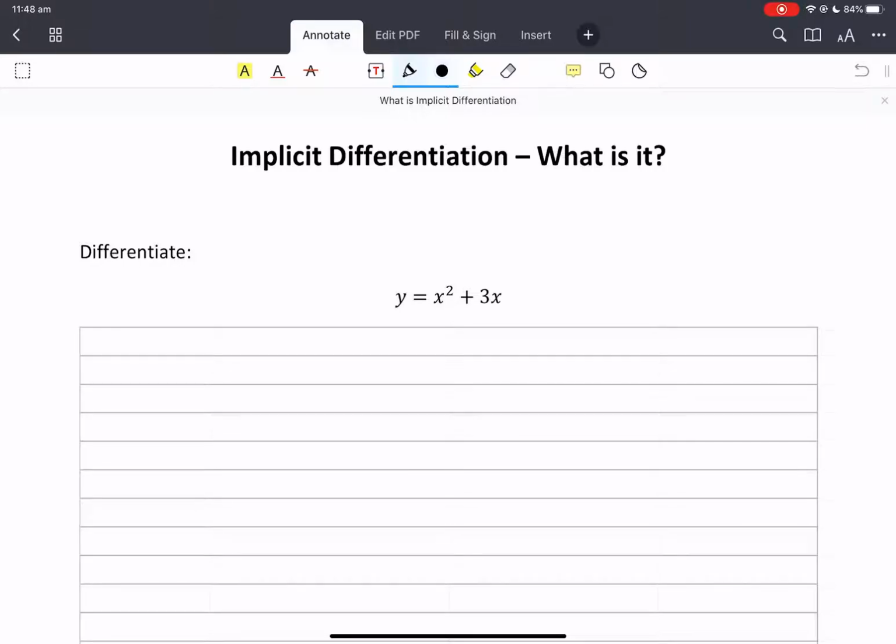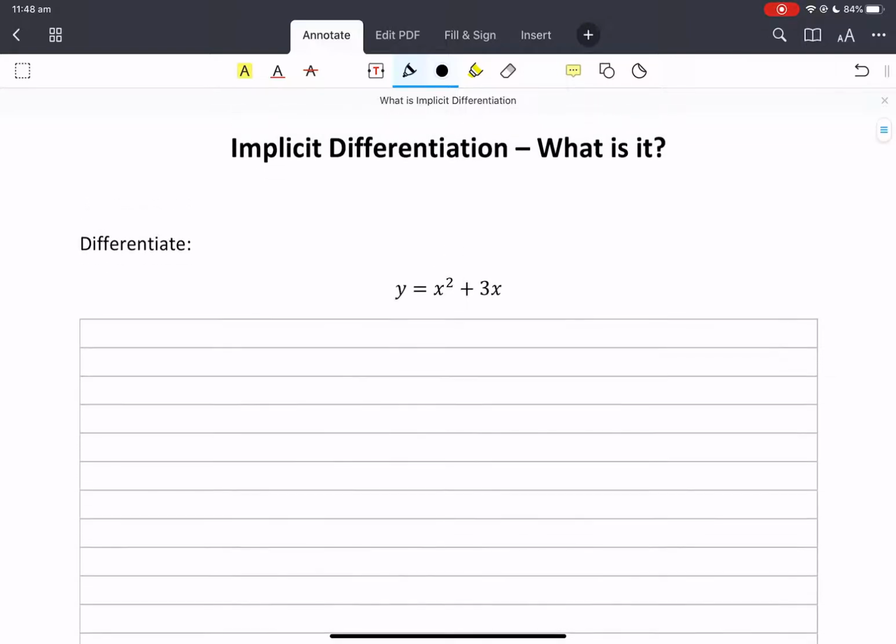Implicit differentiation, what is it? So I just want to start back at Maths B, methods, whatever you want to call it, the easy class. Let's differentiate this and we're going to get dy/dx, that is the message, 2x plus 3. That is so easy it's not funny, but what's actually happening?